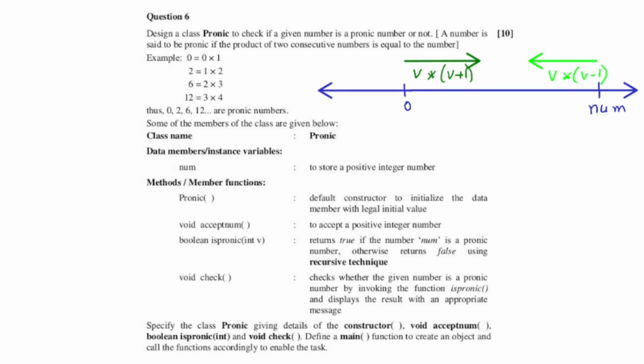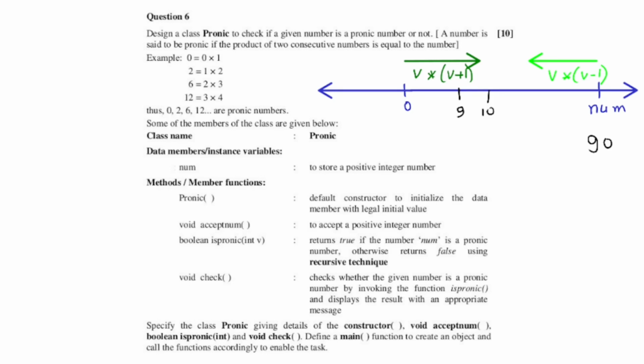For example, take the example of the number 90. If you start from 90 and start doing 90 into 89, 89 into 88, 88 into 87 and so on, it will take a long time for you to reach 9 into 10, 90. But if you start from 0, then you will reach 9 into 10 fairly quickly. And that's why, for efficiency purposes, we'll start from 0 and then we'll move up. That is, we'll be checking for v into v plus 1 rather than v into v minus 1, because we want our program to run as fast as possible.